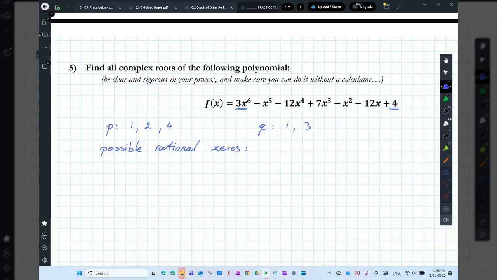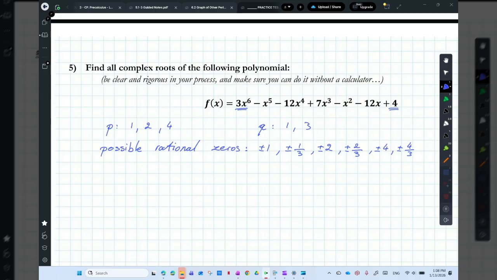would be plus or minus 1 over 1, plus or minus 1 over 3, plus or minus 2 over 1, plus or minus 2 over 3, plus or minus 4 over 1, plus or minus 4 over 3.